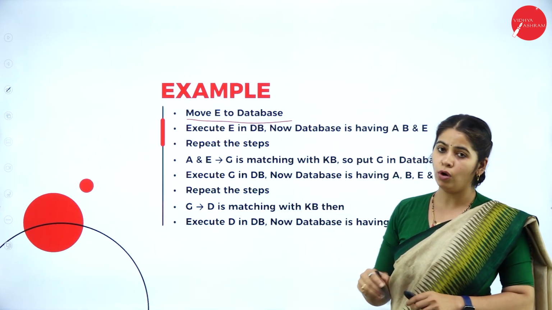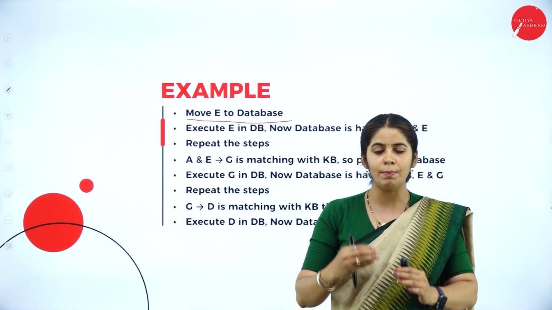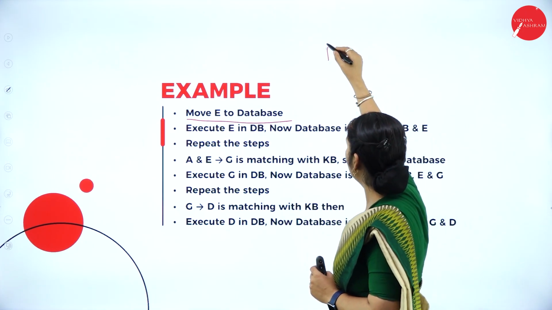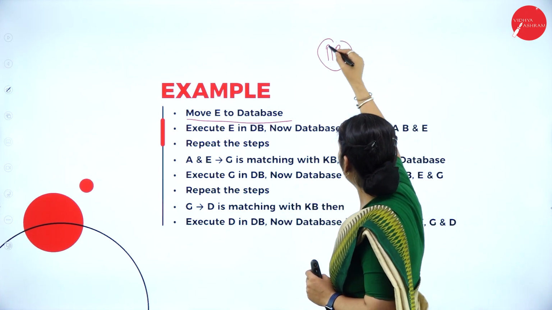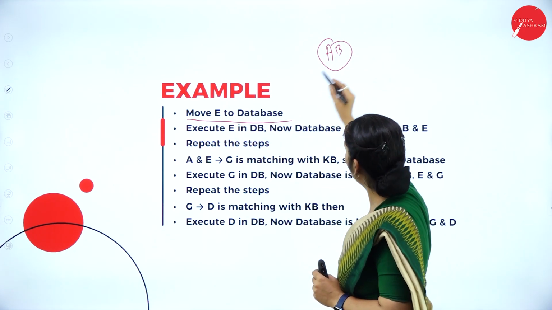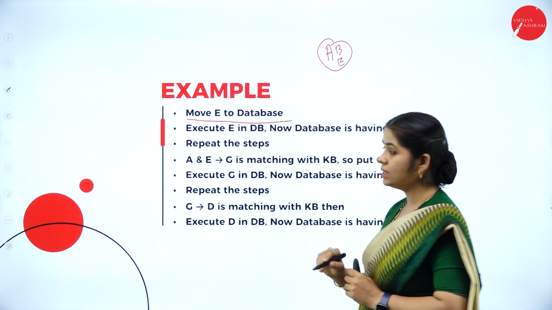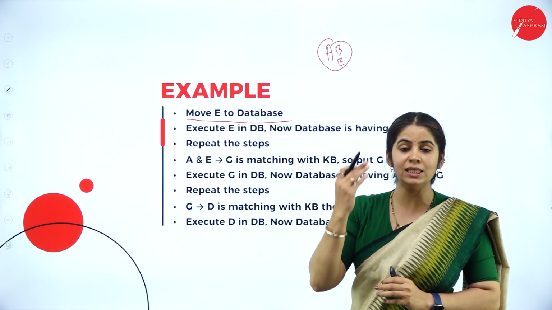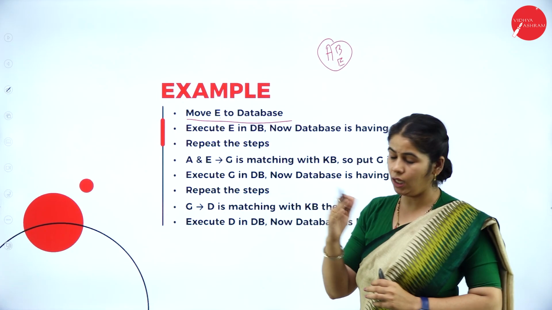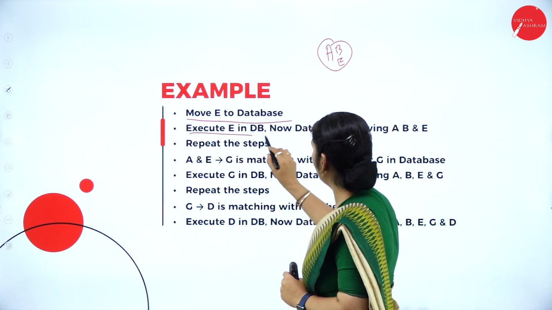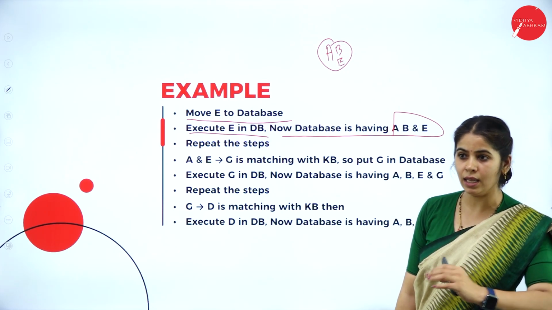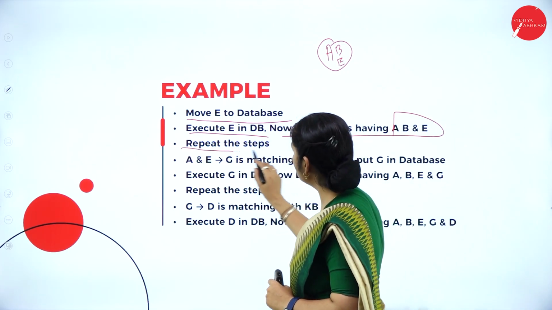What do you mean by executing? Moving that particular variable or literal to the database. Initially, what we had in the database was A and B. Now we have executed E. E will go to the database with the help of what? With the help of rule number 4, that is B implies E. After executing E, how many literals does the database have now? A, B and E. After that, repeat the same step.